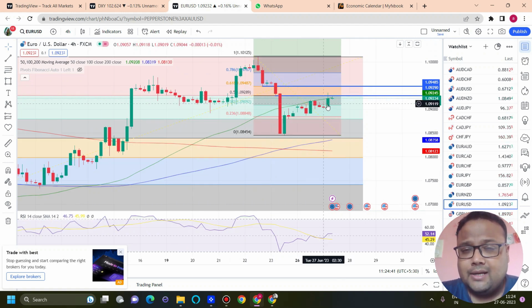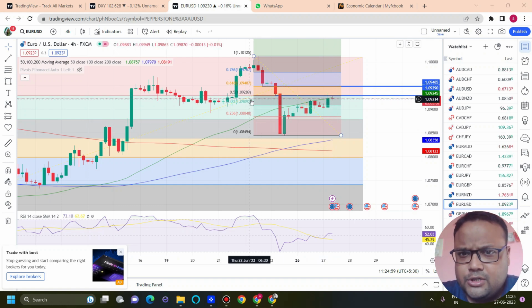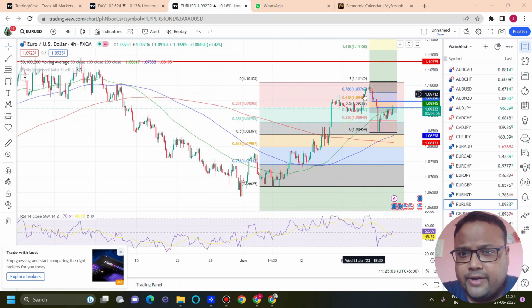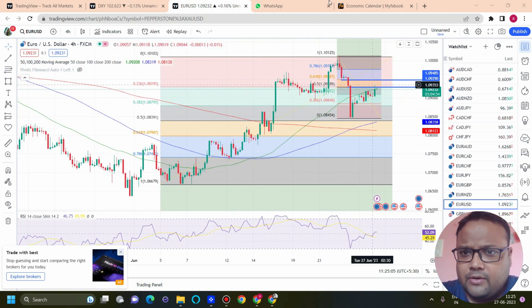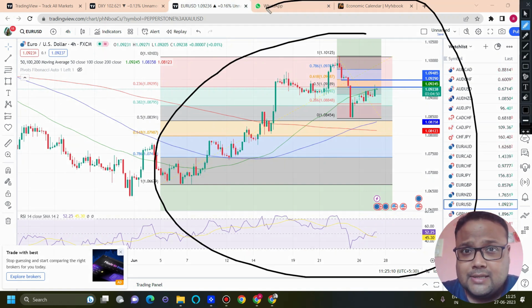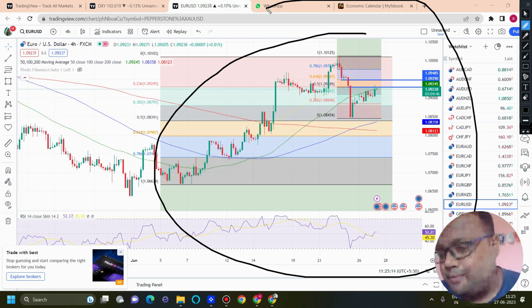So right now market is in a very critical position. If you have already taken a sell position, no need to exit from the position, because there is still a good chance the market will go for some correction. Because if we look at the overall trend of the market here, we can clearly see that the market is in an uptrend.